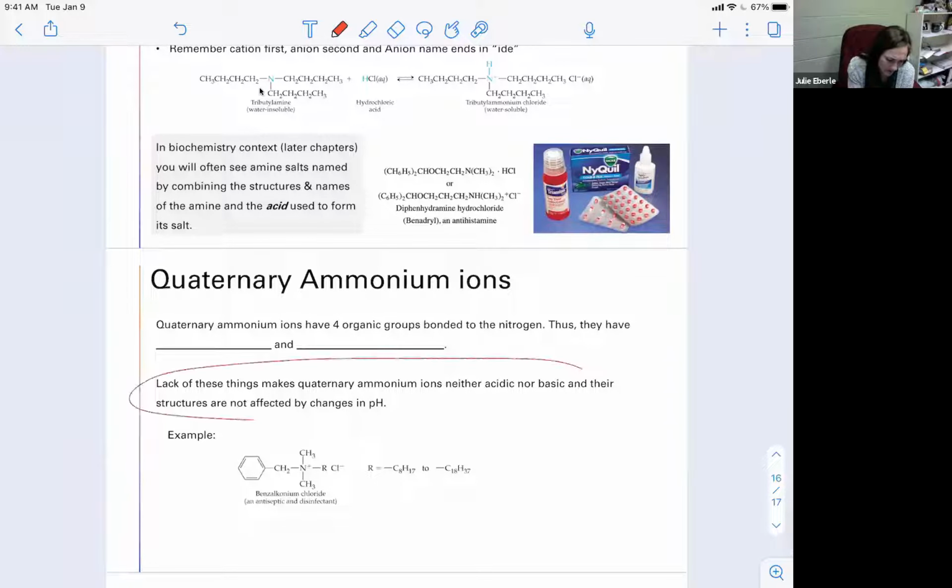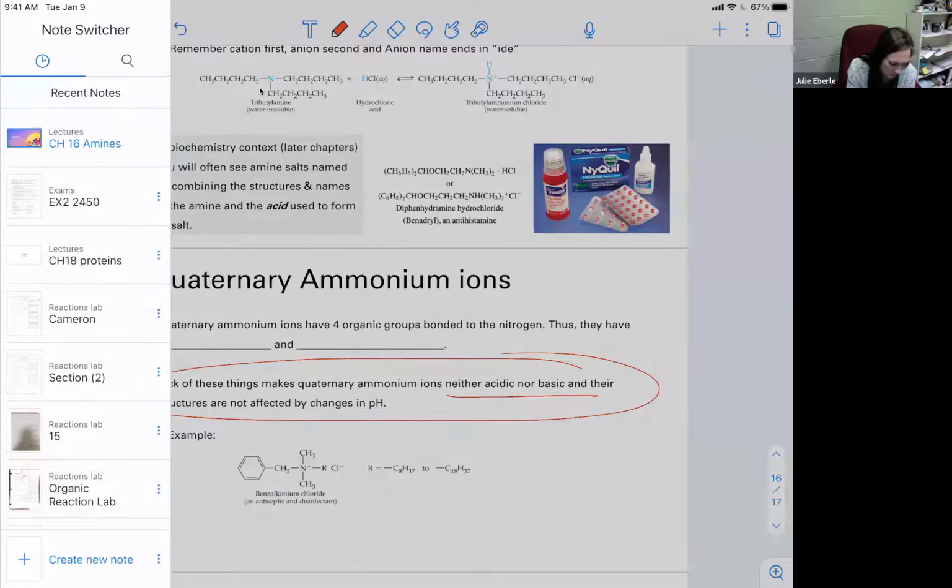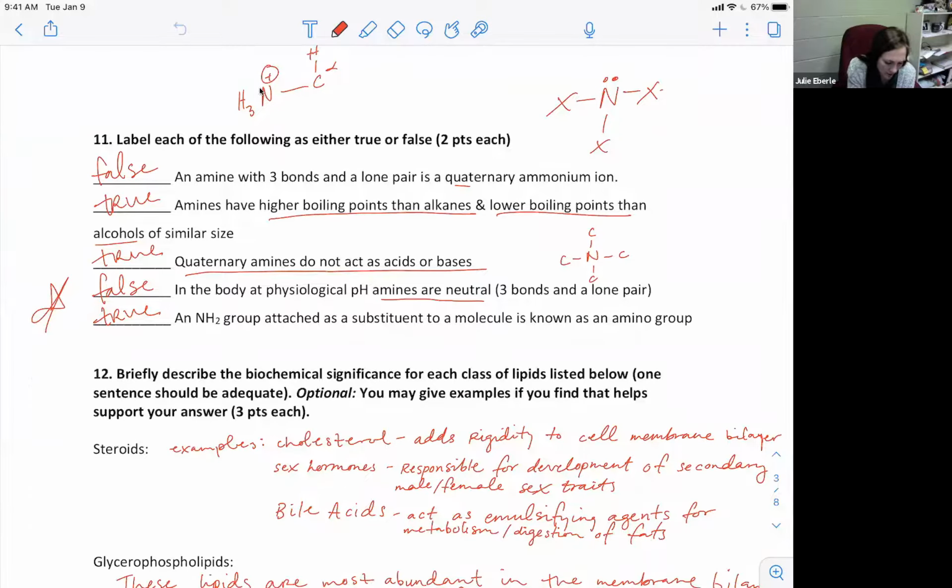Here's where we said that quaternary amines are not acidic or basic. Okay, neither acidic or basic. Lastly, an NH2 group attached as a substituent to a molecule is known as an amino group. That is true, okay? An NH2 bonded to some kind of molecule, that is an amino group.